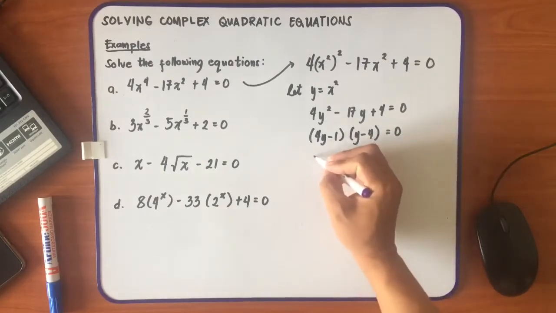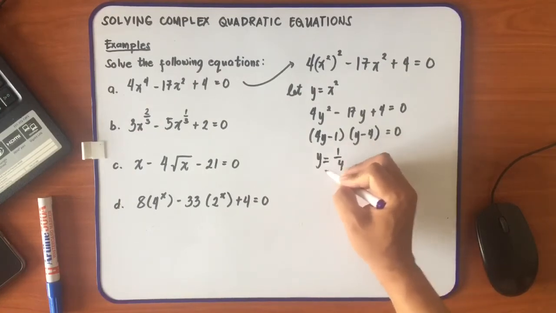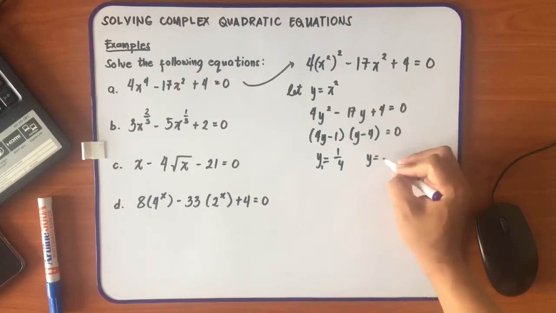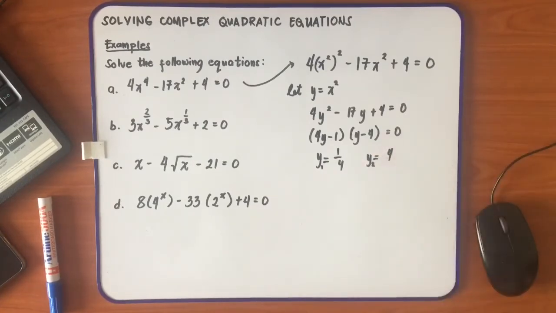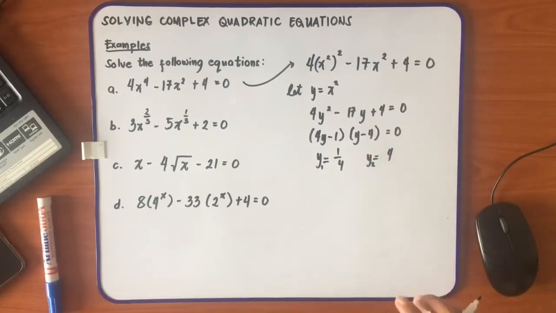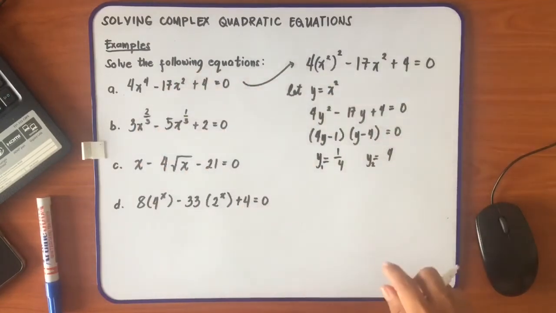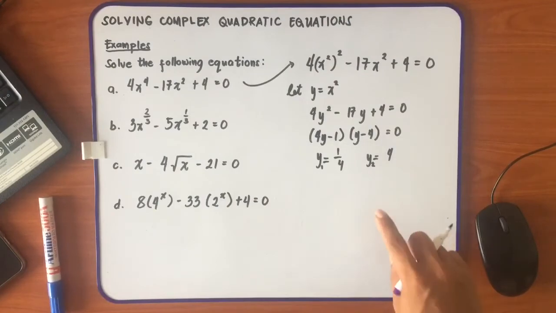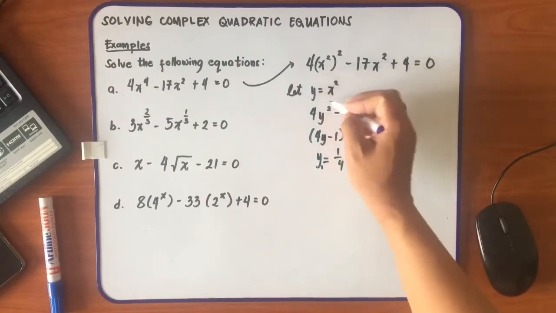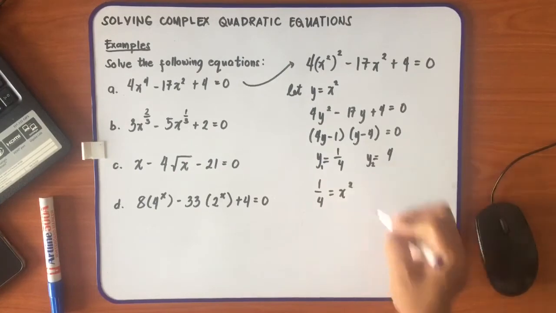So the values of y now, it's common sense. It will just become y is equal to 1 over 4. So that is the first value of y. And the second value of y is equal to 4. This is the second value. So there are 2 values of y, but these are not the solutions. Why? Because it's just y. I am not solving for y, I am solving for x instead. So since I am solving for x, I will just replace y by x squared. So it will become 1 over 4 is equal to x squared.